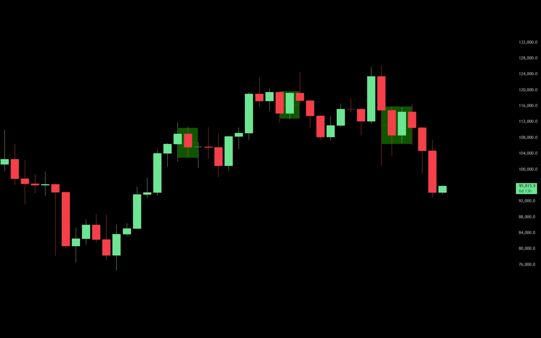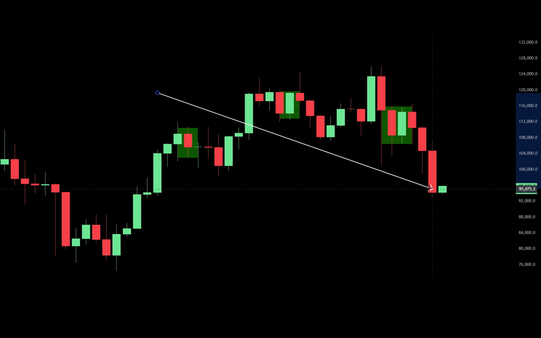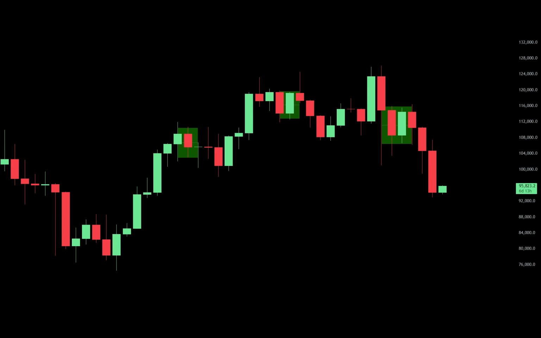You can see in every one of these cases, we get contraction, the market dumps. We get contraction, the market dumps. Because remember, after contraction comes expansion. So then we mark out our expansion lines out the center.